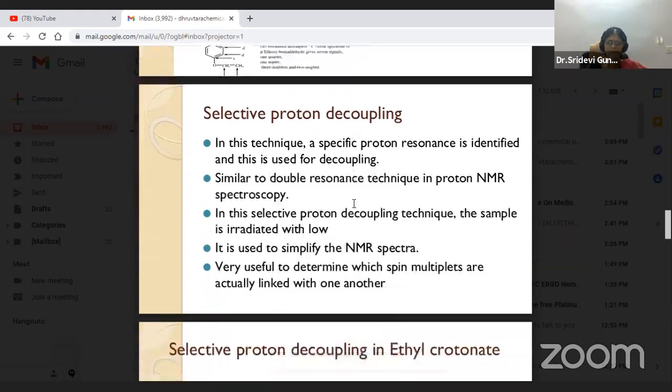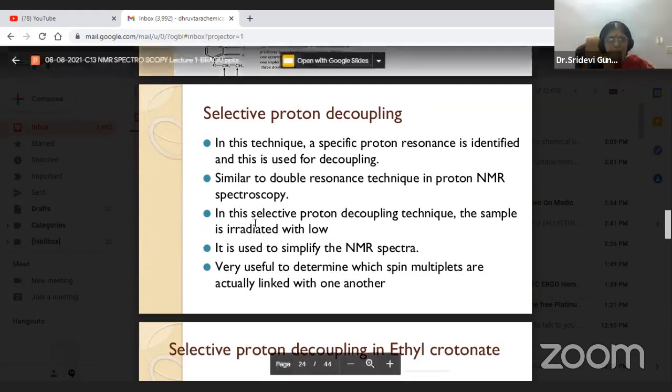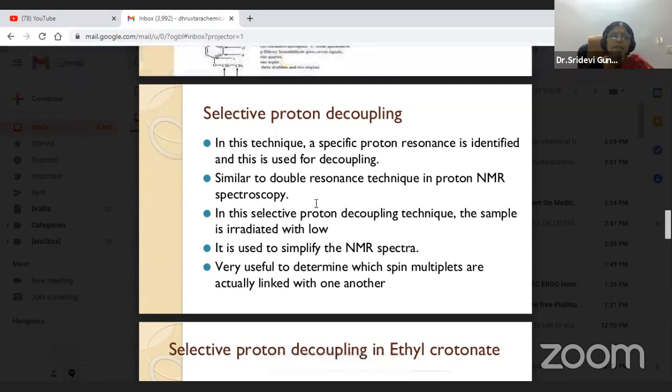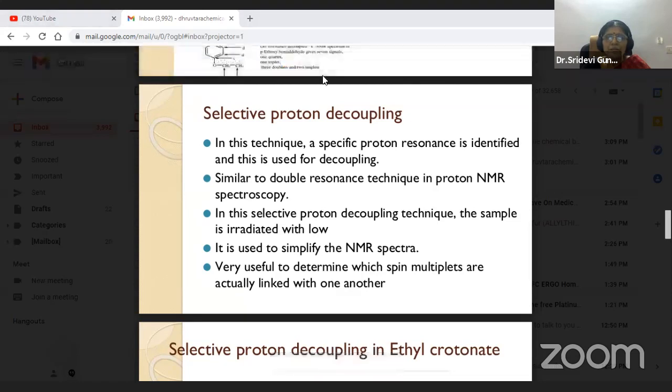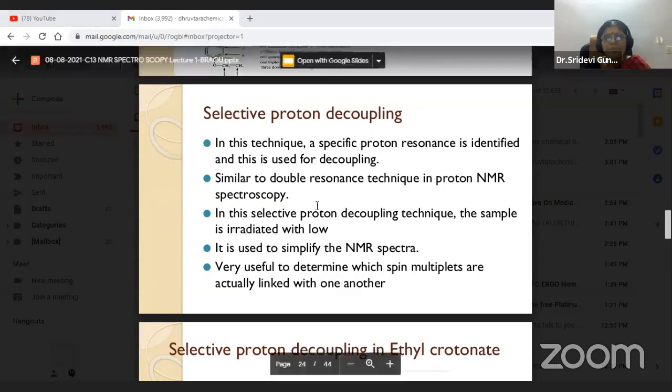Then the third one is selective proton decoupling. In this selective proton decoupling technique, the name itself suggests that protons are selected and they are selectively decoupled. This is similar to the double resonance technique which you have studied in first year in proton NMR spectroscopy.